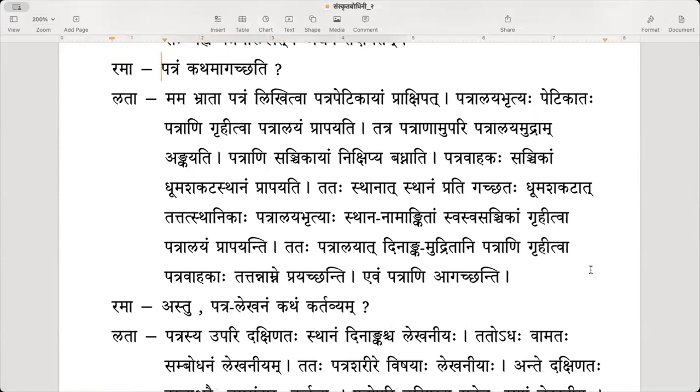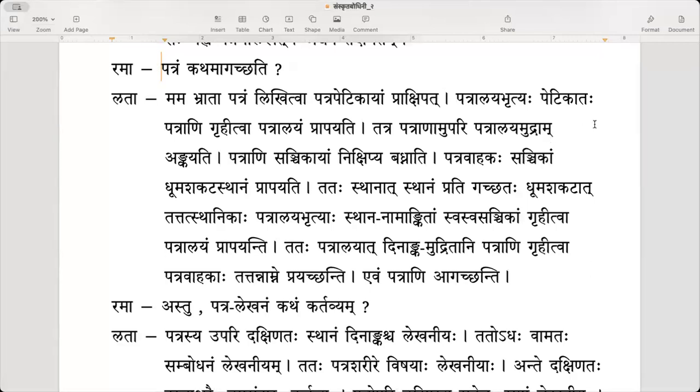Lata: Mama bhrata patram likhitva patrapetikayam prakshipati. So my brother, having written the letter, dropped it in the post box. Yes, patrapetikayam, correct. Post box, letter box. He dropped the letter in the letter box.